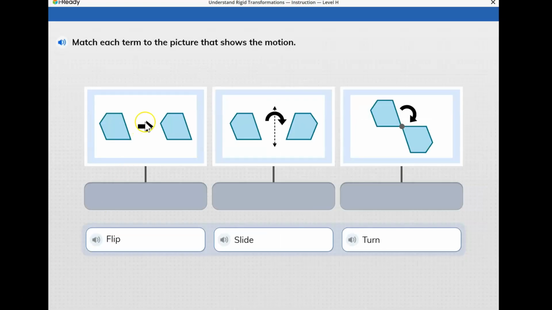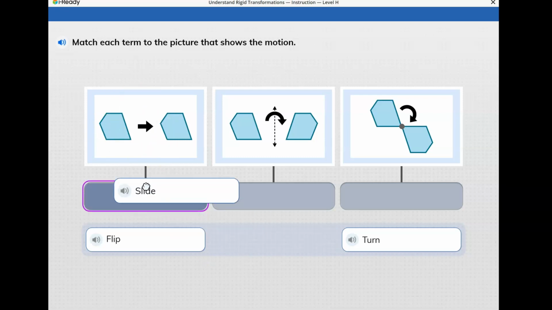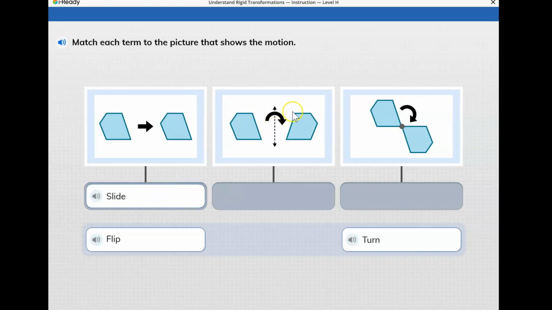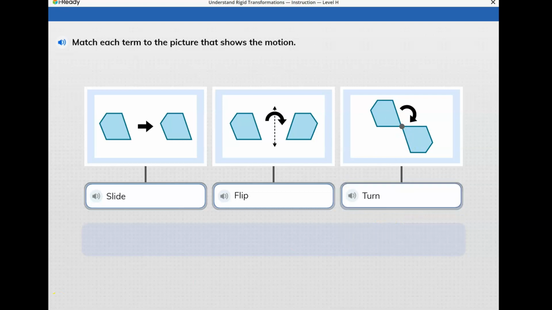So we need to match each picture to the term that shows motion. So for this first picture, what is our answer? That's correct, it's a slide. For this second picture, what is our answer? That's correct, it's a flip. We flip over this vertical. Obviously, for this last picture, it's a turn.